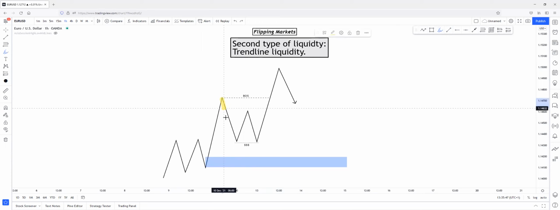Okay, after this, price started a pullback phase and failed to tap into this zone. And instead of tapping into this zone, it created double bottoms here. So this means we have equal lows, liquidity just above the zone.